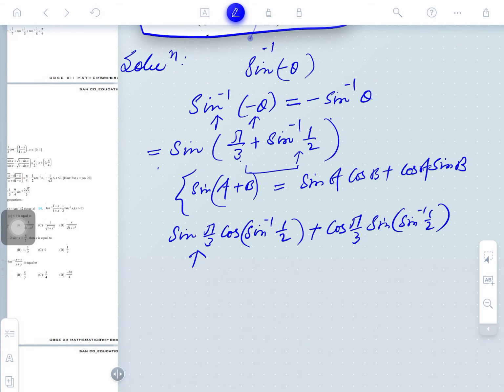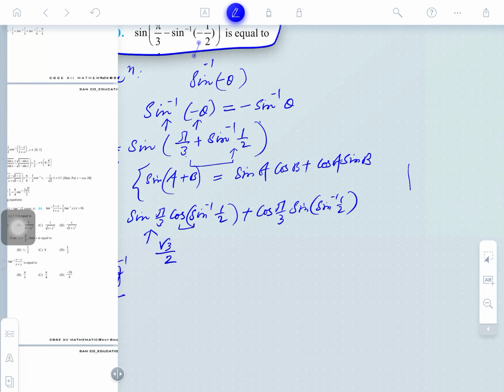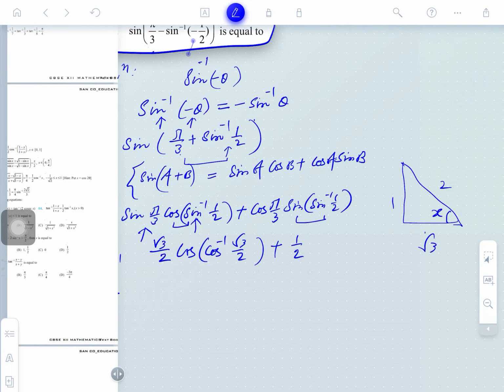Sine b is this here, right? So how can this be solved? Sine pi by 3 means sine 60, it shall be root 3 by 2, and here this is the cos of sine inverse. So this type of situation is to be created here, f inverse of f or f of f inverse. Clear? So you can simplify the expression in that manner. Let this be a for some angle x, a perpendicular for sine of 1 by 2. So what will the base be here? The base will be root 3. So if we want to write cos inverse, it shall be root 3 by 2. Is that clear? Plus cos pi by 3 is 1 by 2.